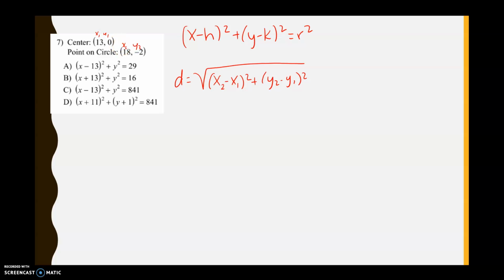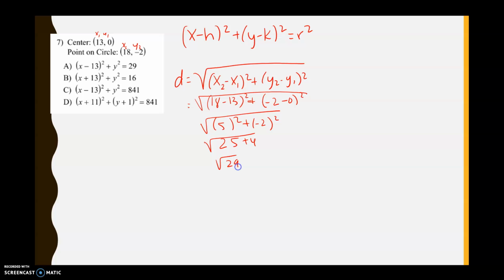So in this case, I'm going to do (18 − 13)² + (−2 − 0)², and I want the square root of all of this. And this means I'm going to have 5² + (−2)², which is 25 + 4, which is a square root of 29. So the distance between my center and a point on my circle is √29. Or in other words, my radius is √29.